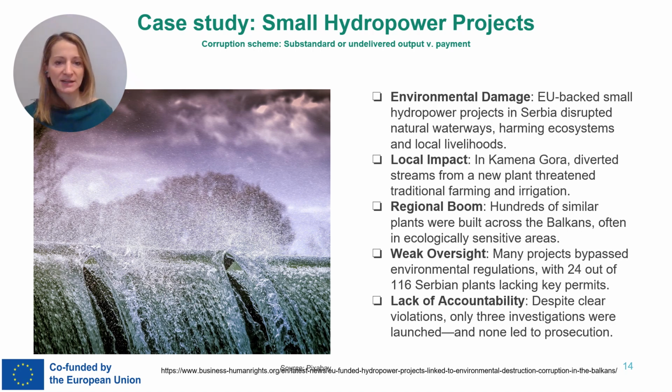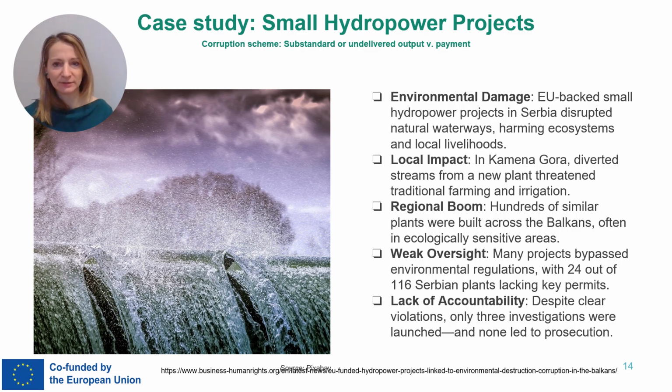In countries like Serbia and Albania, dozens of these plants were built with EU support. But here's the problem. Many of them skipped key environmental checks and didn't have detailed impact assessments or proper environmental oversight. Some were built without proper permits, and even when violations were obvious, authorities rarely stepped in.